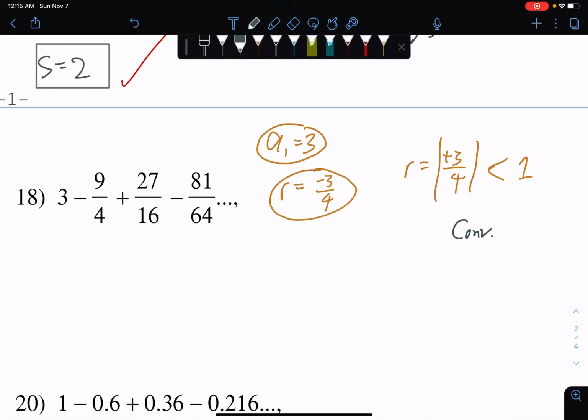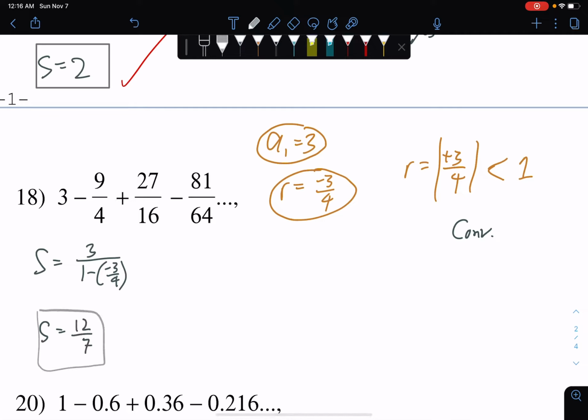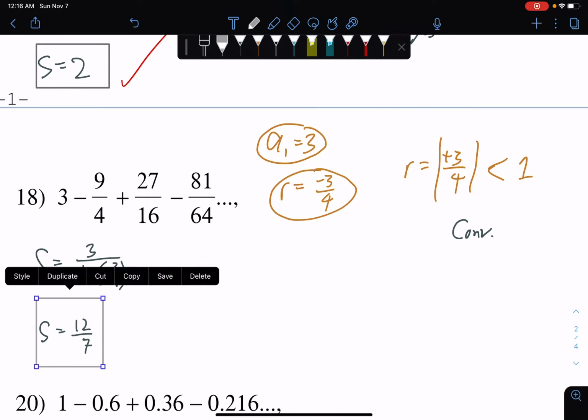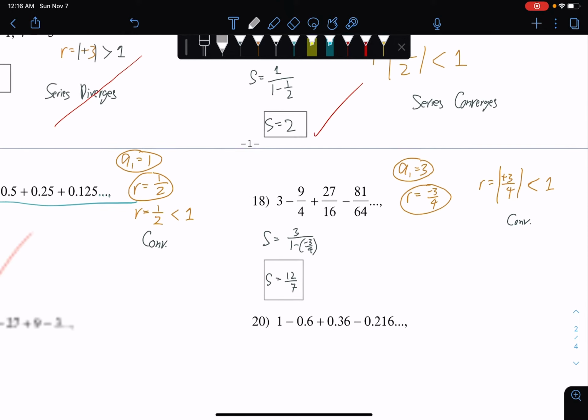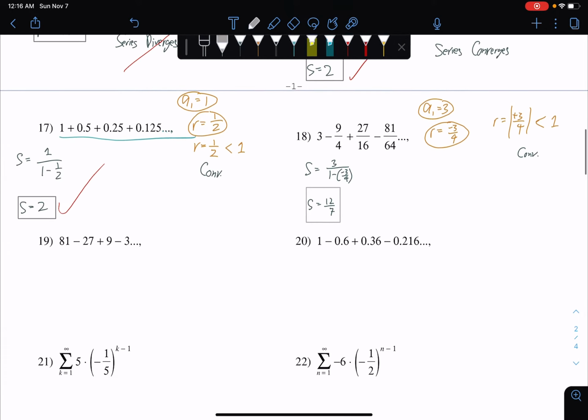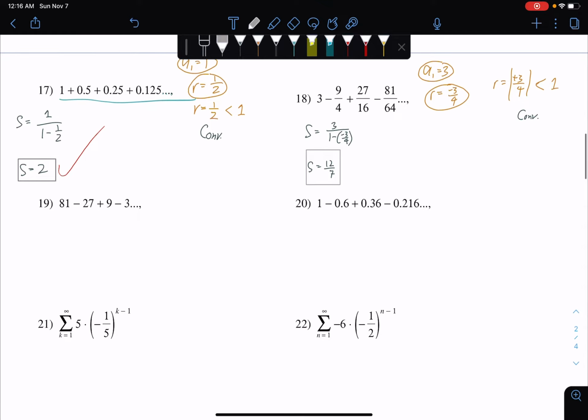Now, given that the series converges, let's find our sum. S is equivalent to 3 over 1 minus R. Therefore, S is equivalent to, placing this in the calculator, our answer would be 12 over 7. Alright, let's move to number 19.